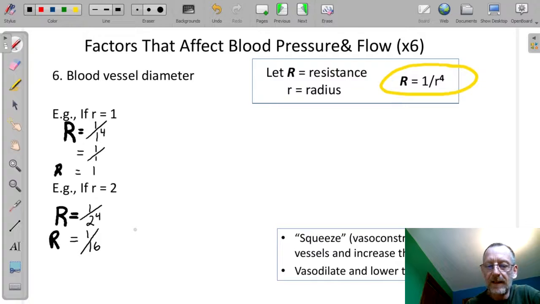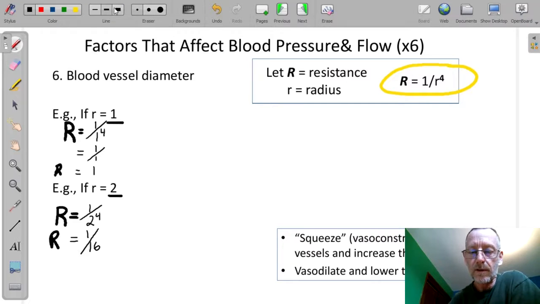All right. So what does that show us? Well, when we doubled, when we went from a radius of 1 to 2, the resistance dropped by 16-fold, 16 times. Conversely, if we had started with 2 and we vasoconstricted to 1, then the resistance would have gone up 16 times. So it's significant.